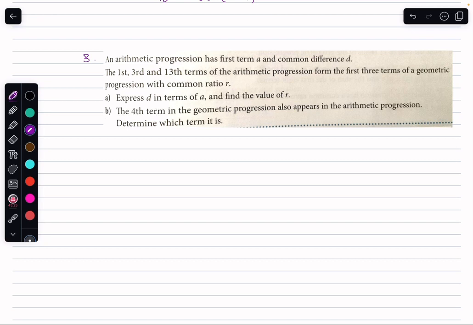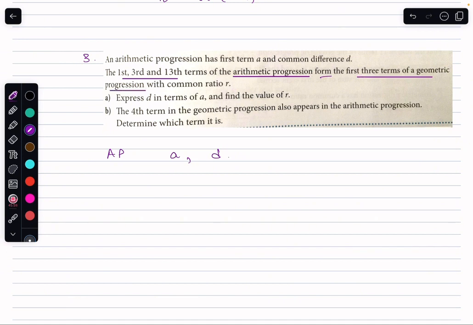So let's do another question. An arithmetic progression has first term a and a common difference d. It's an AP with first term a, and the common difference which we have as d. The first, third, and 13th term of this arithmetic progression form the first 3 terms of a geometric progression with common ratio r.